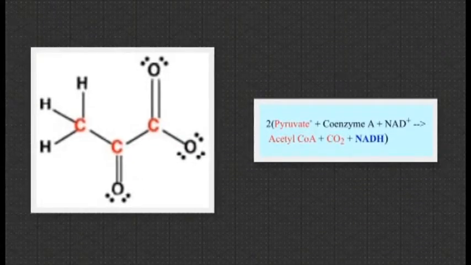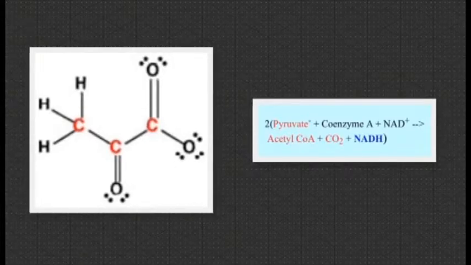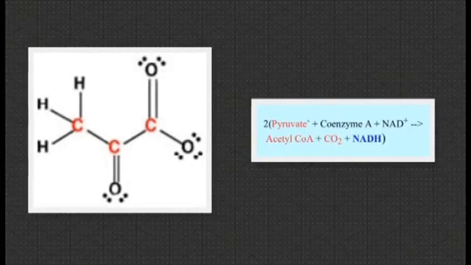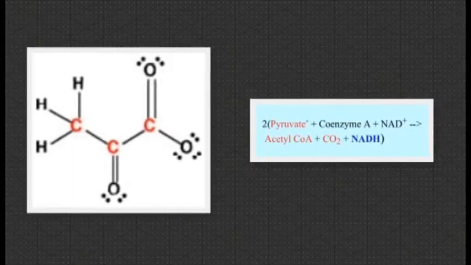The next step in the process is pyruvate oxidation, and the pyruvate is converted into acetyl coenzyme A and carbon dioxide, and this occurs in the mitochondrion. There's the image of the molecule of pyruvate on the left and the reaction on the right.